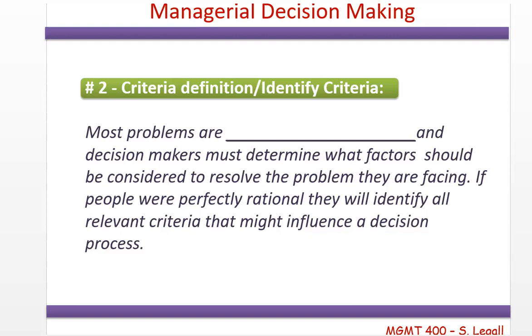If people were perfectly rational, they would identify all relevant criteria that might influence a decision. So remember, criteria are all the factors we have to take into consideration when making our decision. Those are what criteria are. What are the criteria for making decisions? What are the factors that you consider when you make the decision? A lot of times, if we were perfectly rational, we would consider all the relevant criteria. But many times you could come up with only a few.